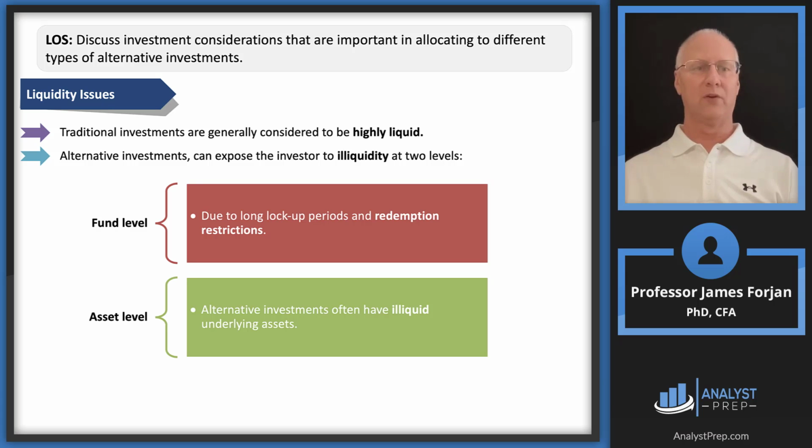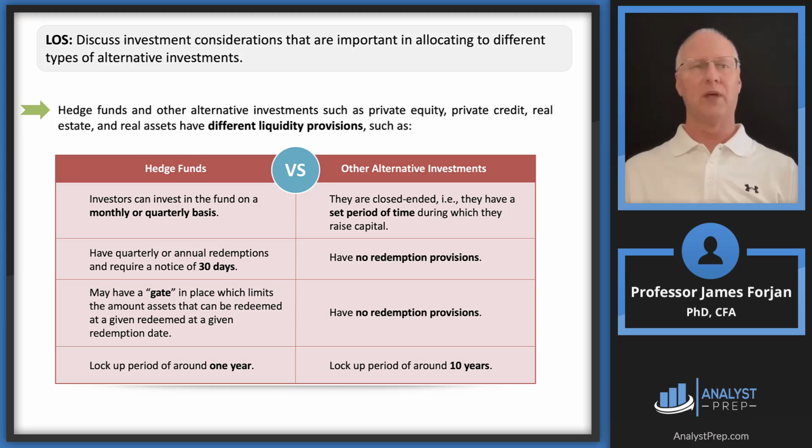These are pretty self-explanatory. Lockup periods, redemption restrictions, illiquid underlying assets. That makes sense. Here's another slide that probably is a replay of what we did in the previous hedge fund strategies. What is our focus here with this LOS? Really just these different considerations. And so you probably know all those about hedge funds, other alternative investments, redemption, probably not. Lockup period, 10 years.